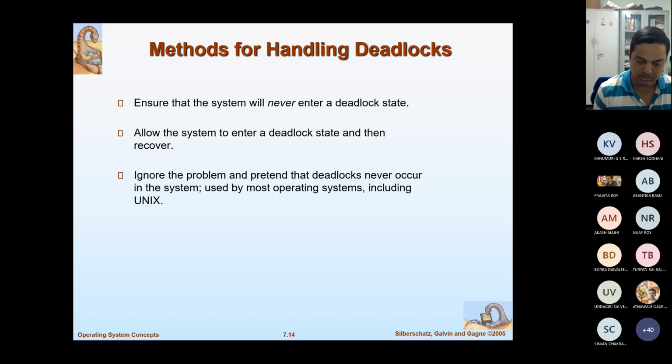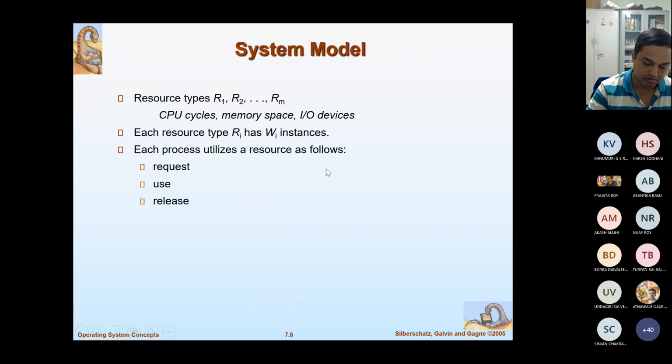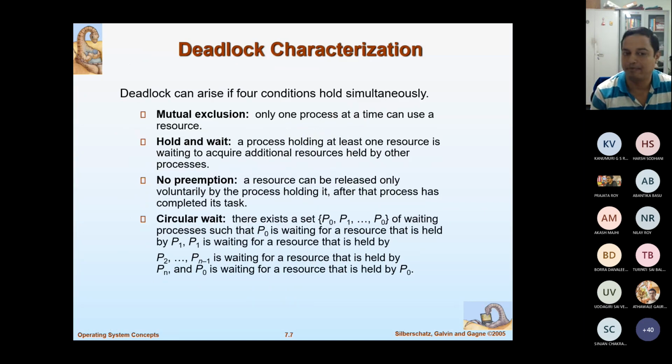So we discussed when a deadlock can happen. We discussed four characteristics of a deadlock: mutual exclusion, hold and wait, no preemption, and circular wait. If all four conditions are satisfied simultaneously, then there is a possibility of deadlock. If all four conditions are satisfied simultaneously, then we say it is a deadlock situation.